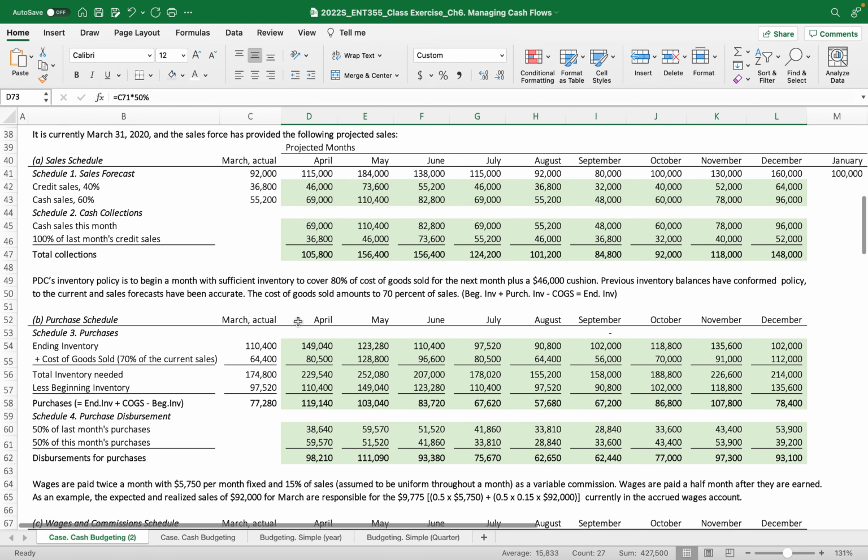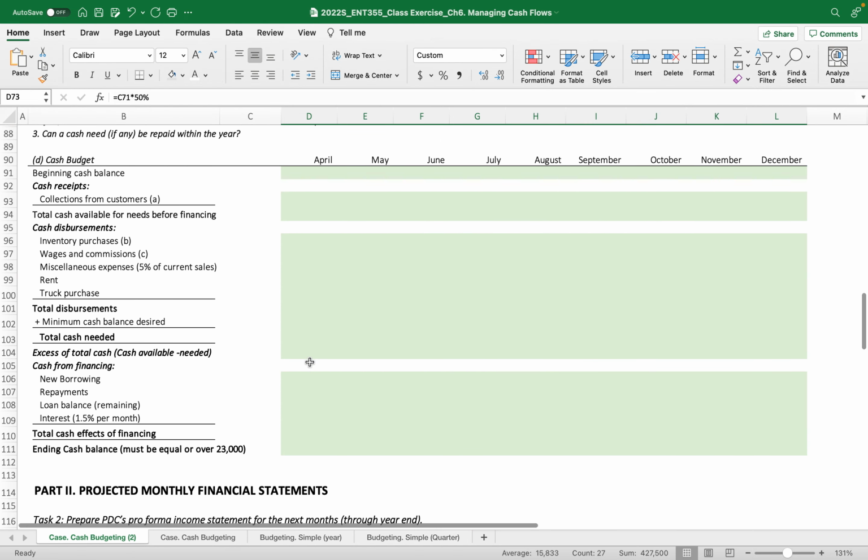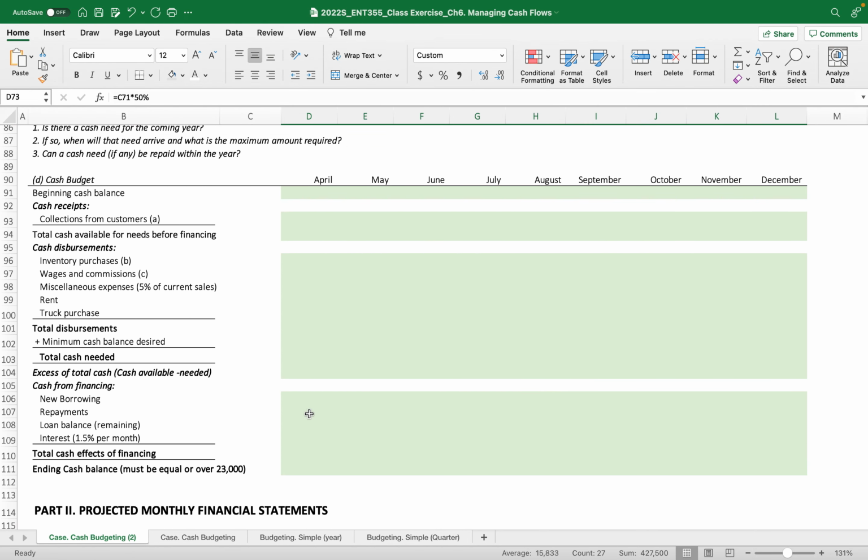Now we have the basic information of all the schedules, the cash information. And then let's convert that information into the cash budget and budgeted income statement, the balance sheet and cash flow statement in the next video clip.